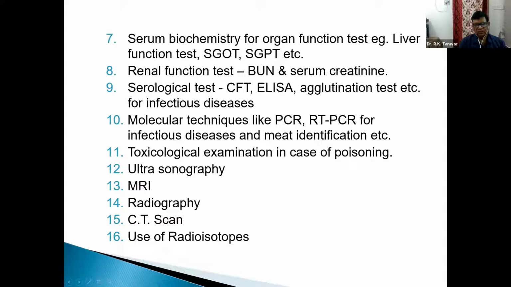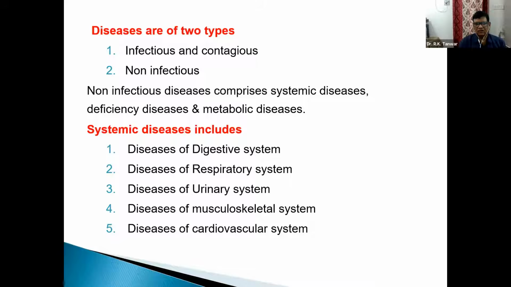There are also some poisoning cases in our sheep and goats and other animals. So a toxicologist is required; he is able to know what kind of poisoning it is. Then there are some modern tools for diagnosis of diseases like ultrasonography, MRI, radiography, CT scan, and use of radioisotopes. But their application in sheep and goats, I don't know to what extent they will help. But as far as diagnosis is concerned, we must know these techniques.